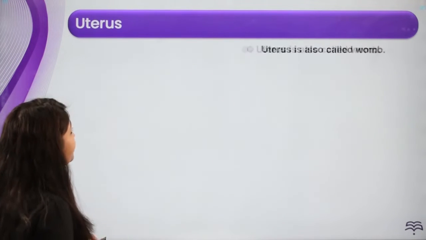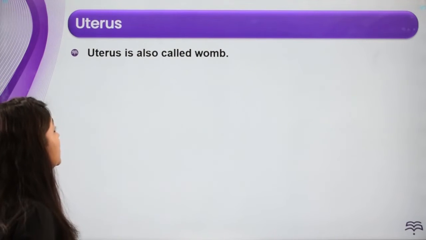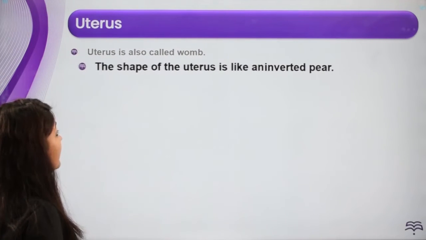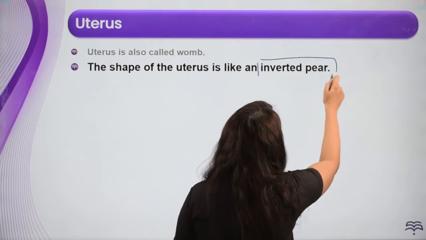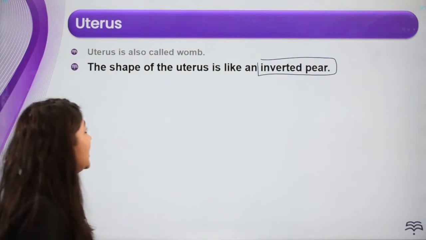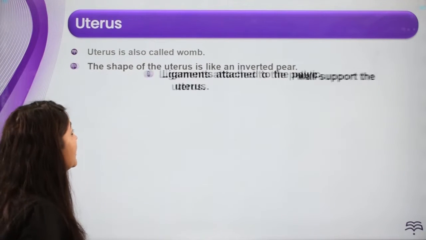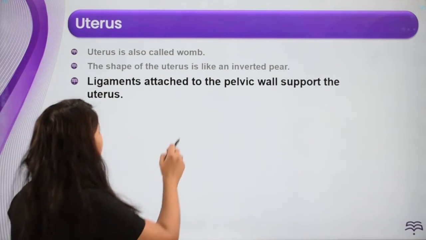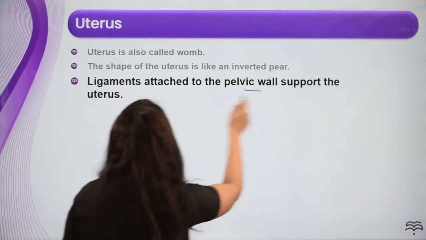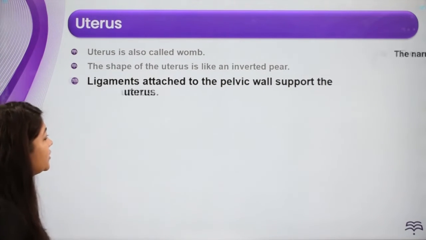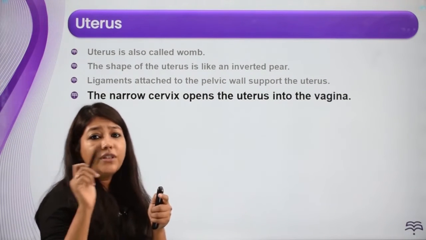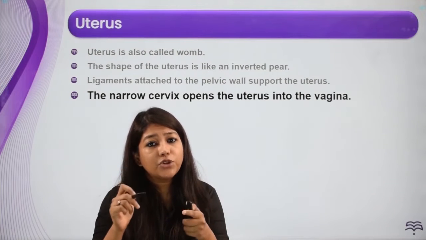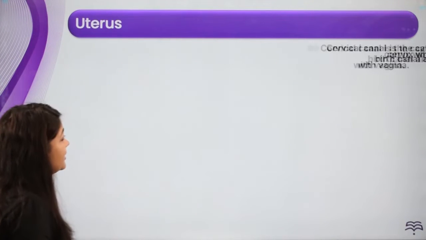All right. So the uterus is also called the womb, and the shape of the uterus is like an inverted pear. Okay, you should also know what the shape is. It is shaped like an inverted pear. Ligaments attached to the pelvic wall support the uterus. All right. The narrow cervix opens the uterus into the vagina, right? We saw in the first diagram how the cervix was opening into the vagina, right?